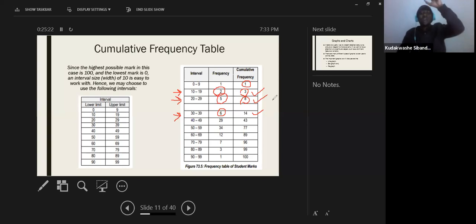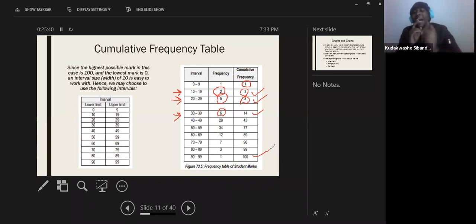So you do that and so on, up until you get to the final class, which must give you the total number of the sample or the data values that are within your data.